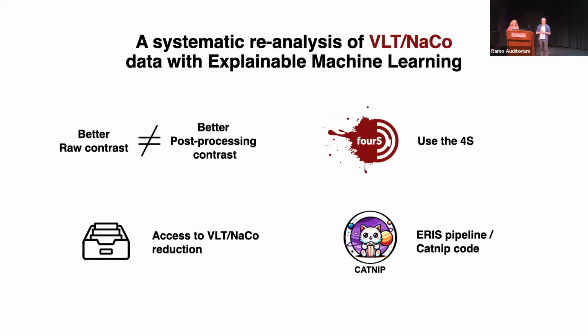Jean-Baptiste, UC San Diego. Impressive work. Amen to better raw contrast being different from post-processing. I'm just wondering, how much deeper do you think you can still go? What is your fundamental limit? I know it's hard to determine, especially on the ground, but do you have an idea of how much deeper we might be able to get from better post-processing?